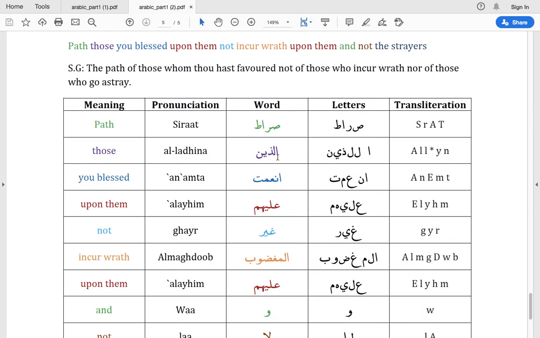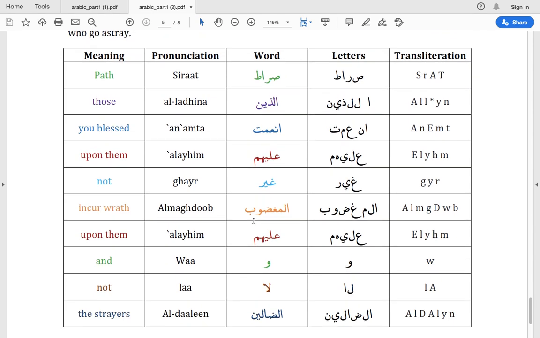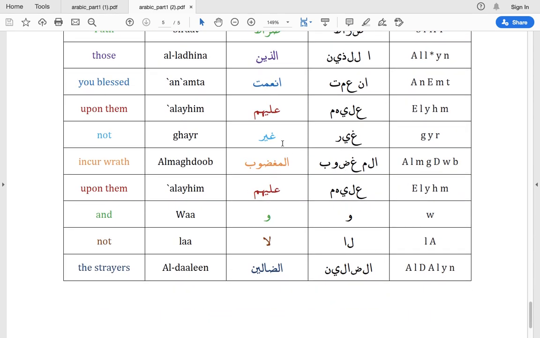Allazina, Alif Lam Za Ya Noon, those. This shows up quite a bit in the Quran too. You're better off just memorizing Allazina. It means those. An'amt, Alif Noon Ain Mim Ta, and that translates to you blessed. Alayhim, Ain Lam Ya Ha Mim, and this also shows up in many places in the Quran. It just simply means upon them. Ghair, Ghain Ya Ra, not.